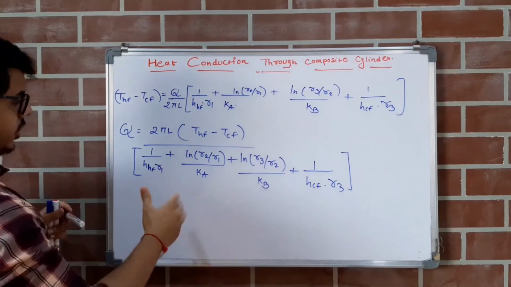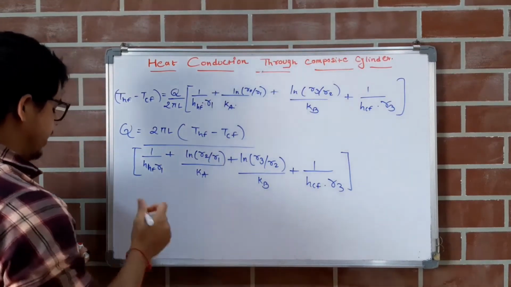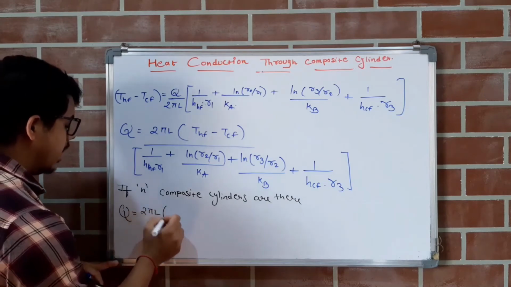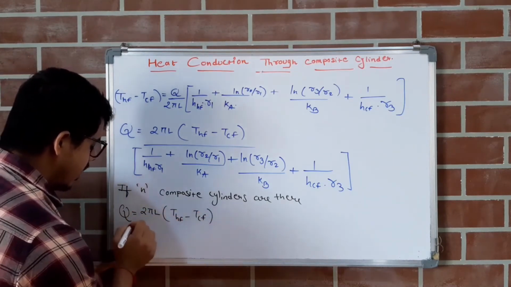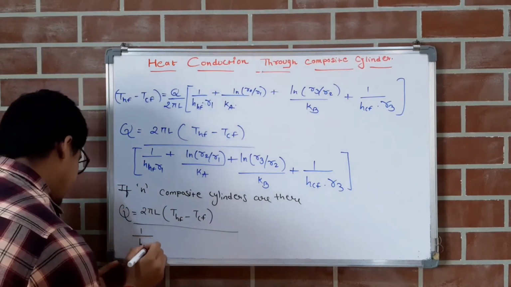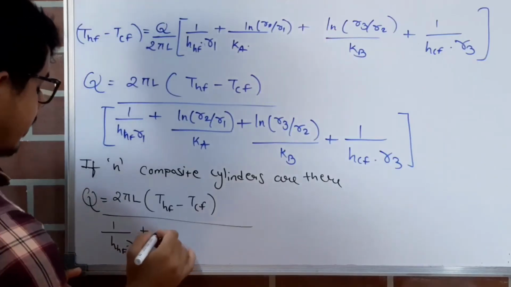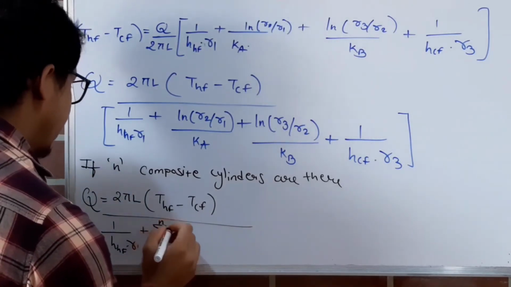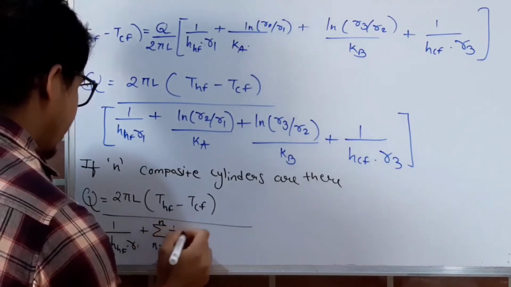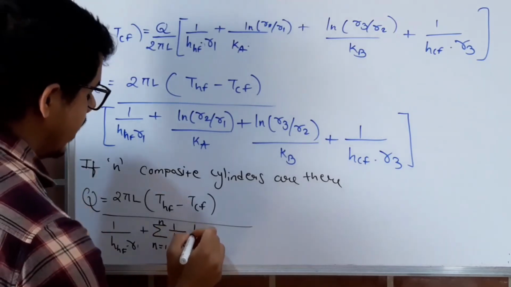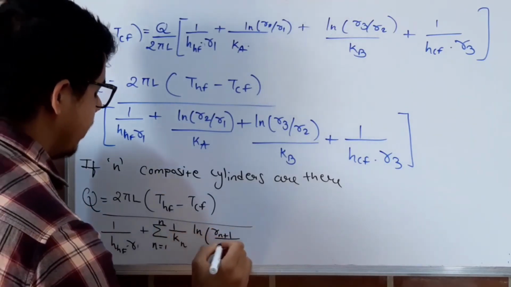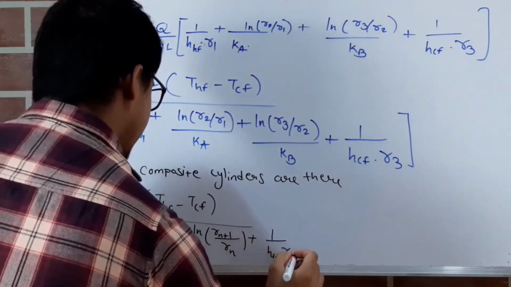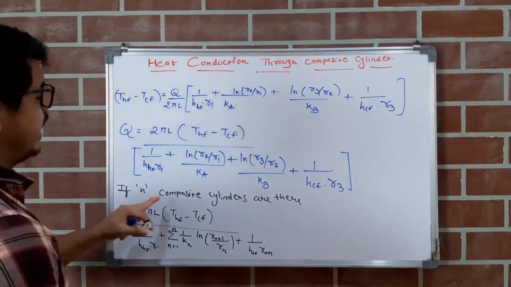Now I will write a general form that if there are n composite cylinders, then the formula of Q can be written as Q is equals to 2 pi L into THF minus TCF upon 1 upon HHF into R1 plus sigma n takes value 1 to n of 1 upon Kn into ln of Rn plus 1 upon Rn plus 1 upon HCF into Rn plus 1. So this will be the formula when we have n composite cylinders.